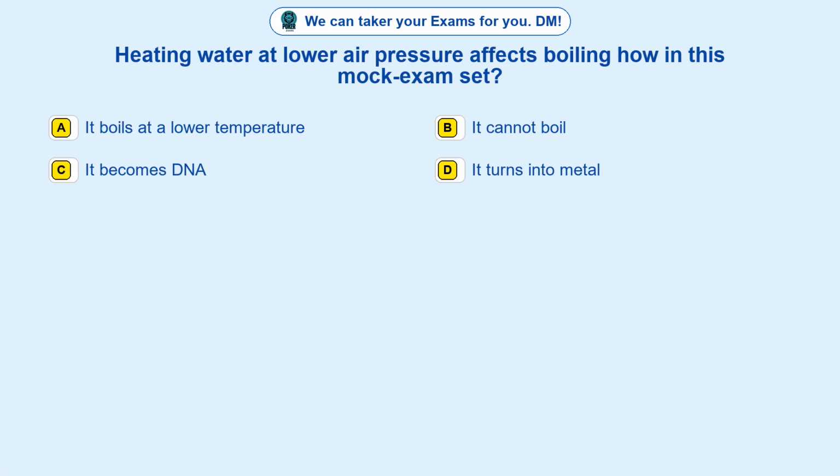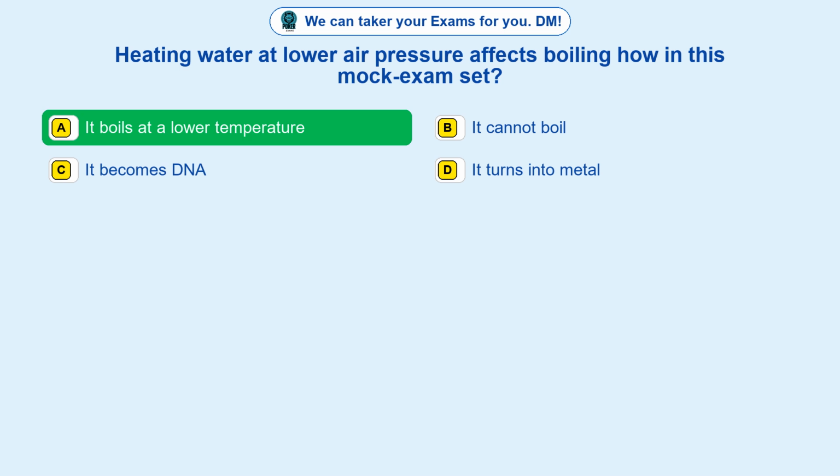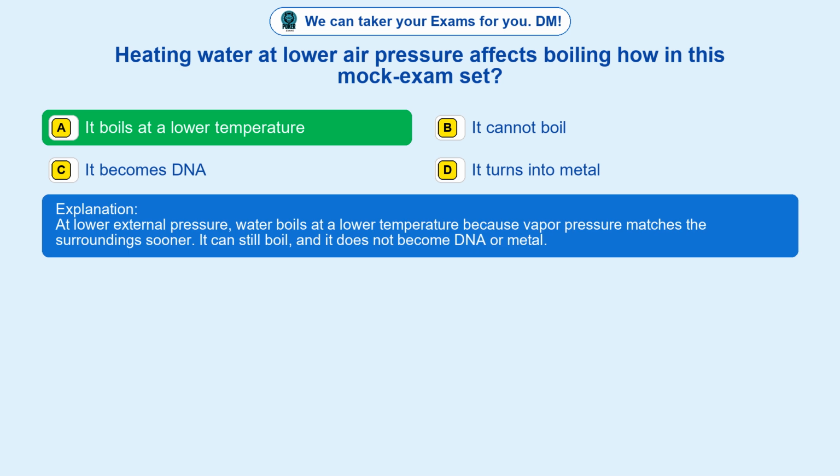Question 48. Heating water at lower air pressure affects boiling how in this mock exam set? Option A. It boils at a lower temperature. Option B. It cannot boil. Option C. It becomes DNA. Option D. It turns into metal. The correct answer is option A. It boils at a lower temperature. At lower external pressure, water boils at a lower temperature because vapor pressure matches the surroundings sooner. It can still boil, and it does not become DNA or metal.